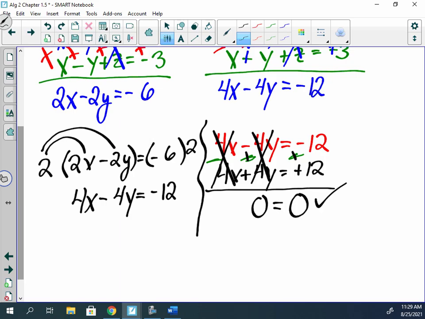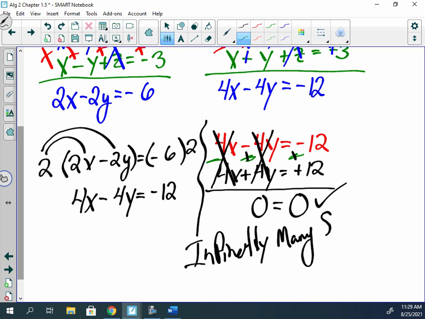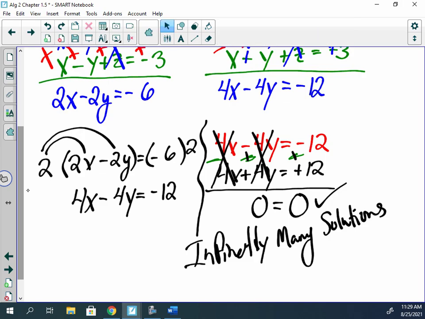So that means we have infinitely many solutions. Infinitely many solutions. Because if we get all the way down to the bottom and it's 0 equals 0, it works.